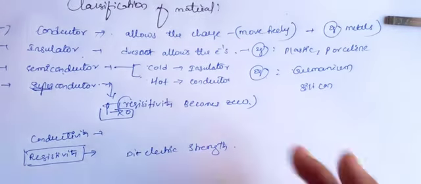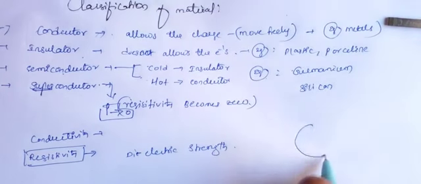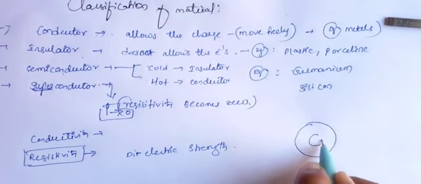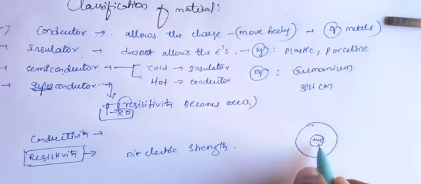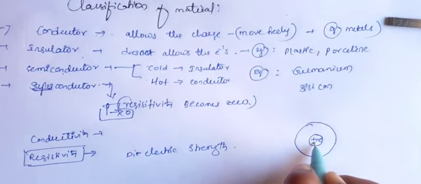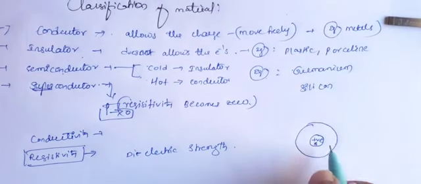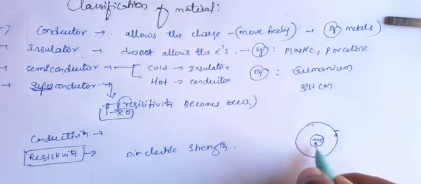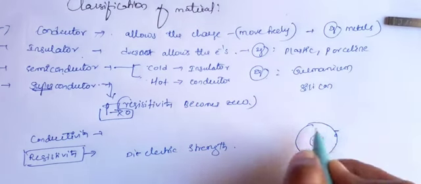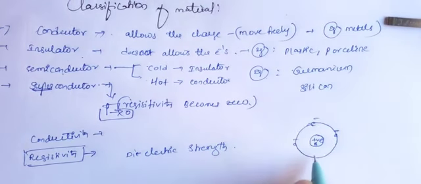the atom. So let us consider, if this is an atom, here we have the nucleus, which has positive charge. Around the nucleus, the electrons are revolving in orbits. Here is an electron, here is an electron, like this the electrons revolve around the nucleus.